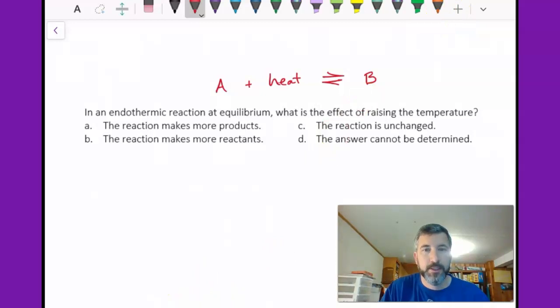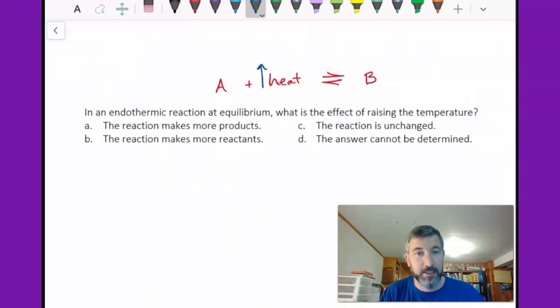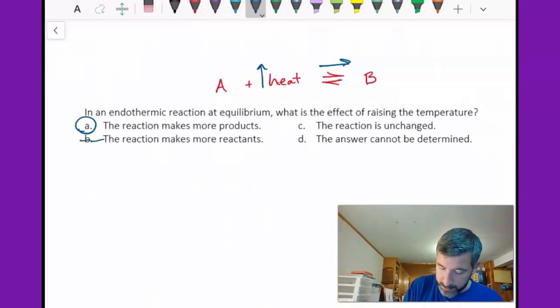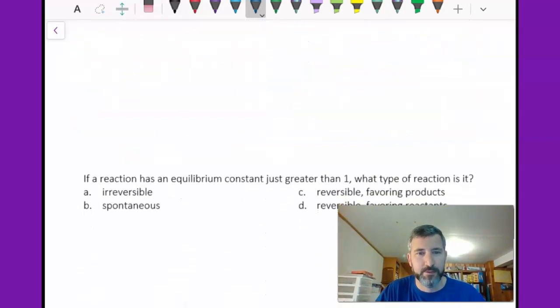Okay, so if we raise the temperature, we're adding more heat, right? So if we're adding more heat, the reaction is going to try to use that heat up. And so whenever we raise the temperature, it's always going to shift in the endothermic direction. So that means forward. So the reaction is going to make more products. Just double check to make sure you haven't missed anything. Of course, if it's making more products, it can't be making more reactants. It can't be unchanged. And those are some kind of lame answer choices. Oh well, I probably didn't write that one.